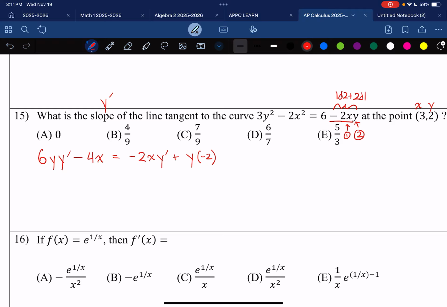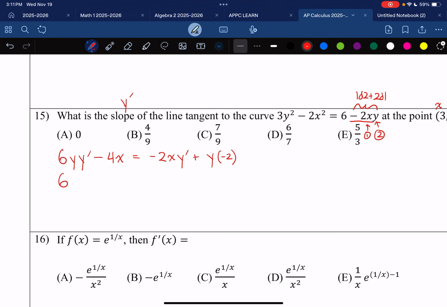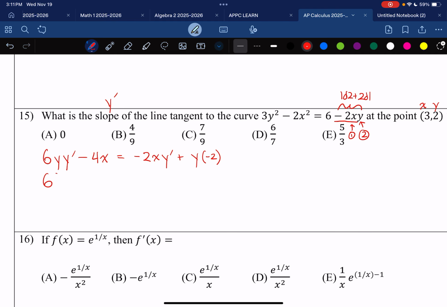I have taken the derivative correctly, and as I said before, I want to plug in my x and y coordinate as fast as I can. 3 and 2 are immediately going to get plugged in. Let's see what we have. We have a 6 times a 2 y prime minus 4 times, the x coordinate is 3. That's going to be equal to a negative 2 times, x is still 3, y prime plus, our y coordinate here is 2 times a negative 2. All right, so now I just simplify it a little bit more.